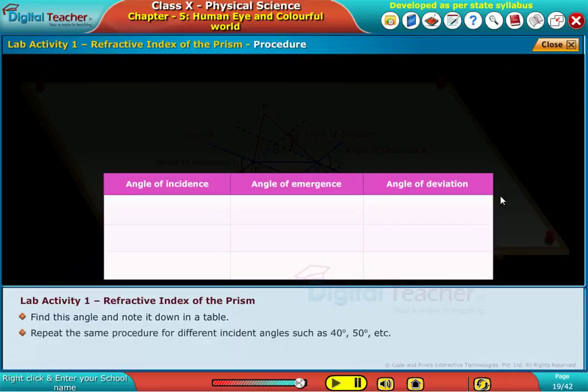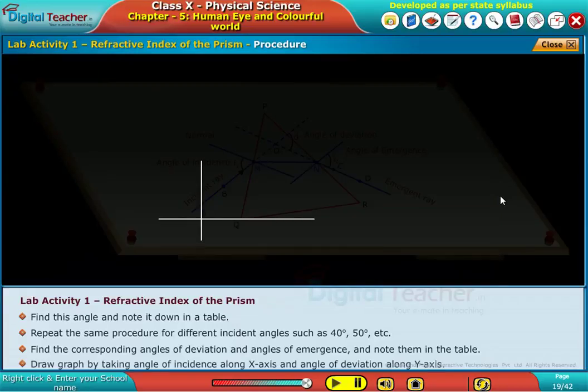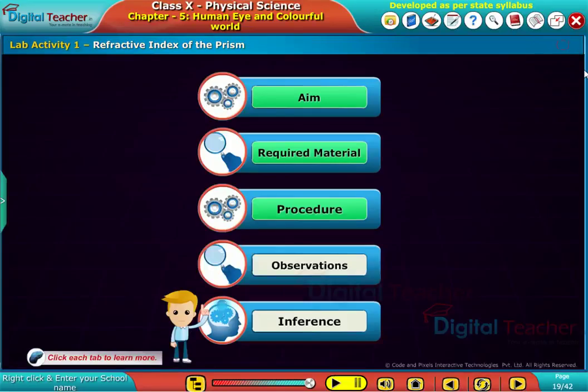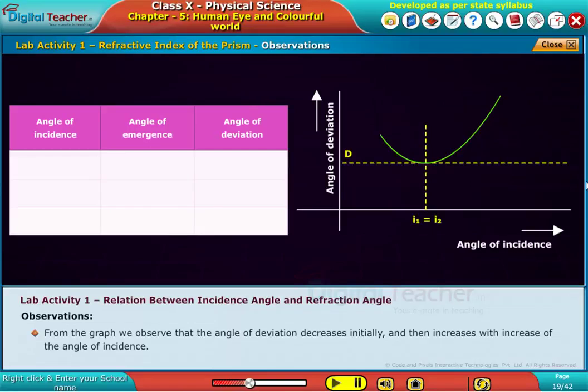Repeat the same procedure for different incident angles, such as 40 degrees, 50 degrees, etc. Find the corresponding angles of deviation and angles of emergence and note them in the table. Draw graph by taking angle of incidence along x-axis and angle of deviation along y-axis. From the graph, we observe that the angle of deviation decreases initially and then increases with increase of the angle of incidence.